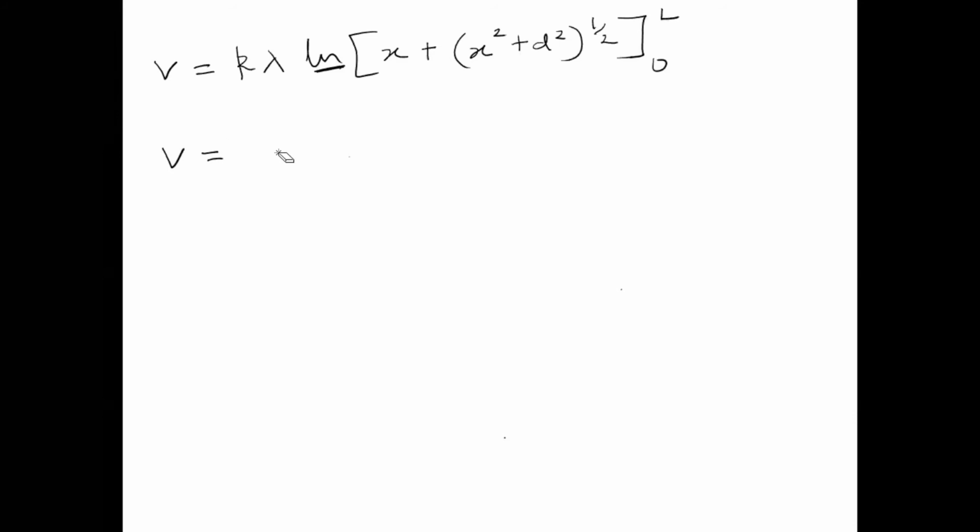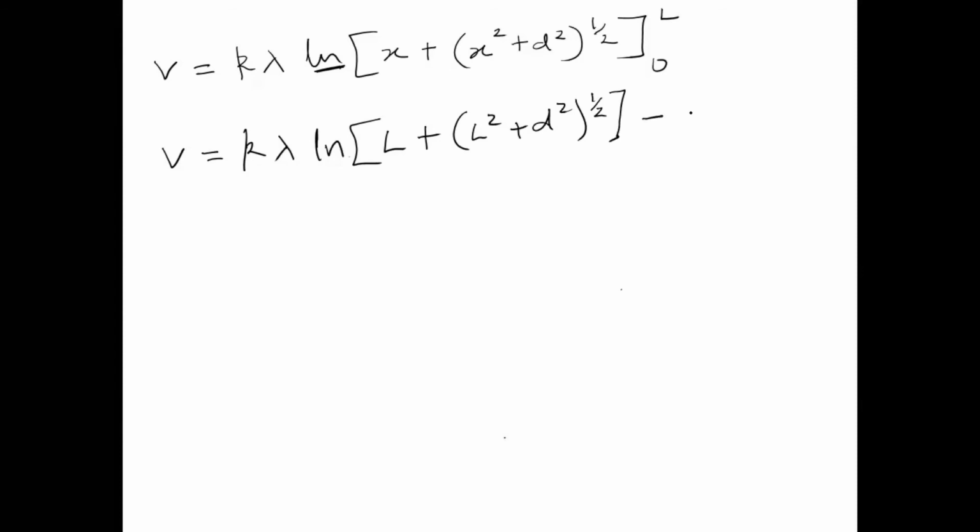So what should happen is that this k and lambda are there, and then I'll say logarithm. Now let me put in the upper limit. Then the upper limit will give me L plus (L squared plus d squared) to the power half. That is for the upper limit. And then minus the lower limit.